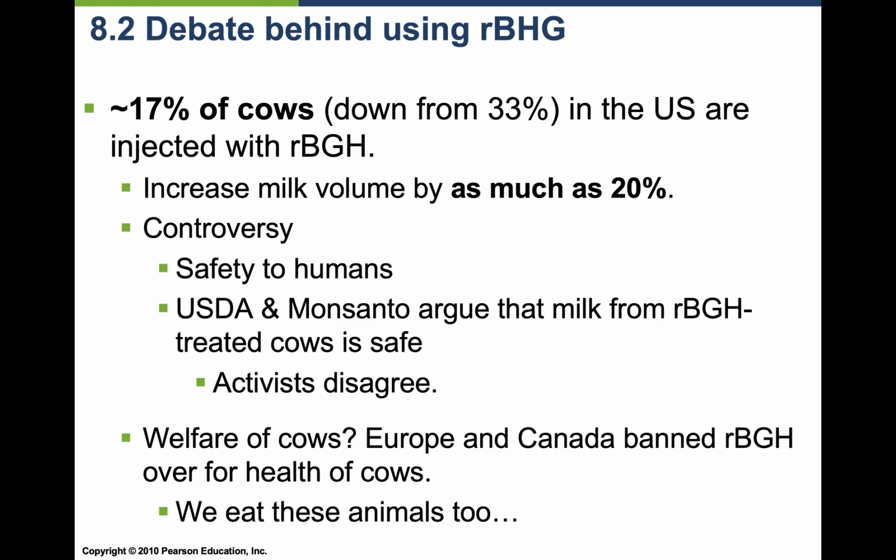So the USDA and Monsanto argue that the milk with recombinant bovine growth hormone is totally safe for human consumption. A lot of activists disagree. And then there's also things to consider, like the welfare of the cows, right? So Europe and Canada have banned it over the health of the cows.